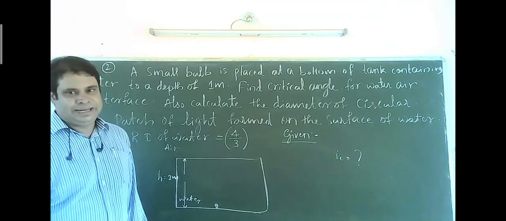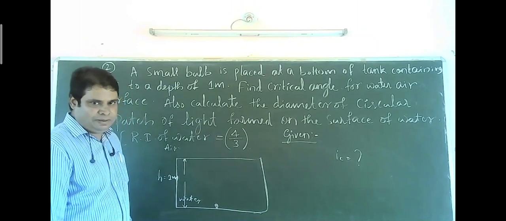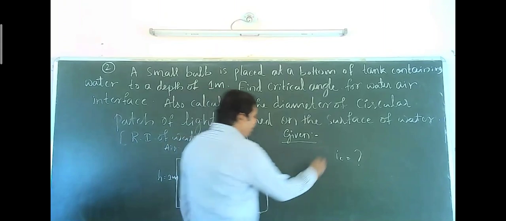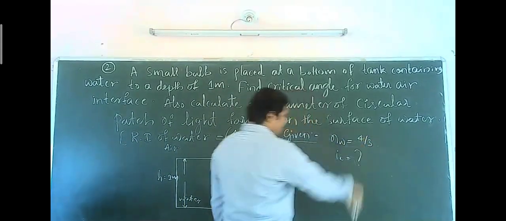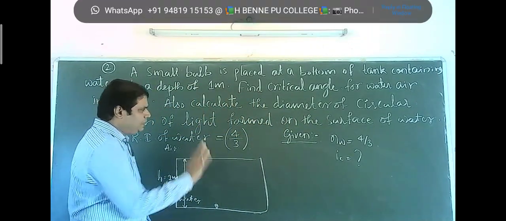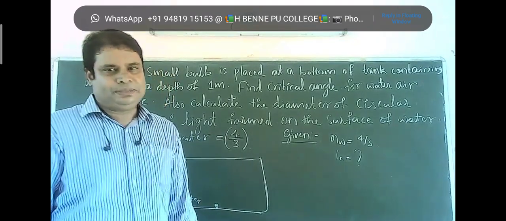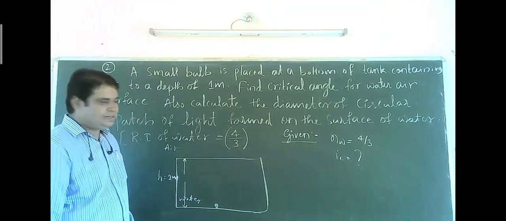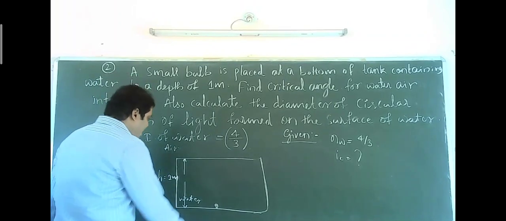What exactly is this? Let me explain. This is the reference point source, say the bulb. This is water, this is air. Here we are given the refractive index of water as 4 by 3. Nothing else is given, only one data is given. First point, your point source is in water. Compared to air, water is the denser medium.